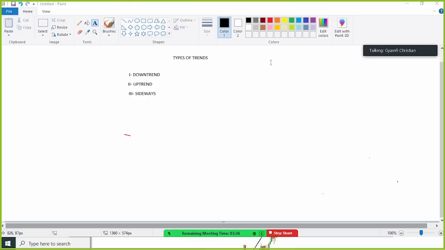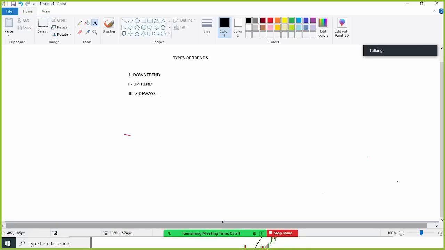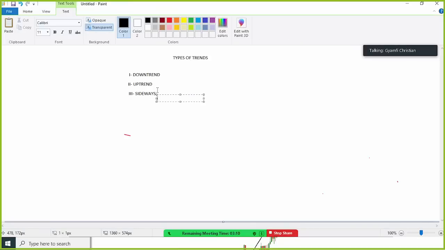Okay, let me proceed. So we have 3 different types of trends. We have the downtrend, we have an uptrend, and we also have the sideways, which is also known as ranging. Others call it consolidation. So we have these 3 types of trends, and then we are going to take them one after the other.